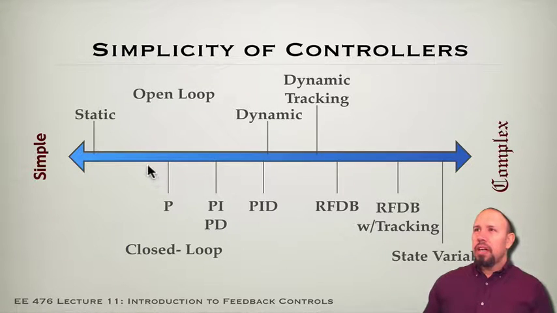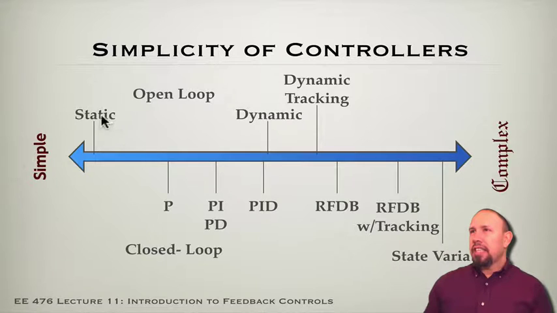So the simplest controller is the static open loop controller, and that is basically a constant gain that multiplies our system. So it basically changes the DC gain, the DC value of the system.